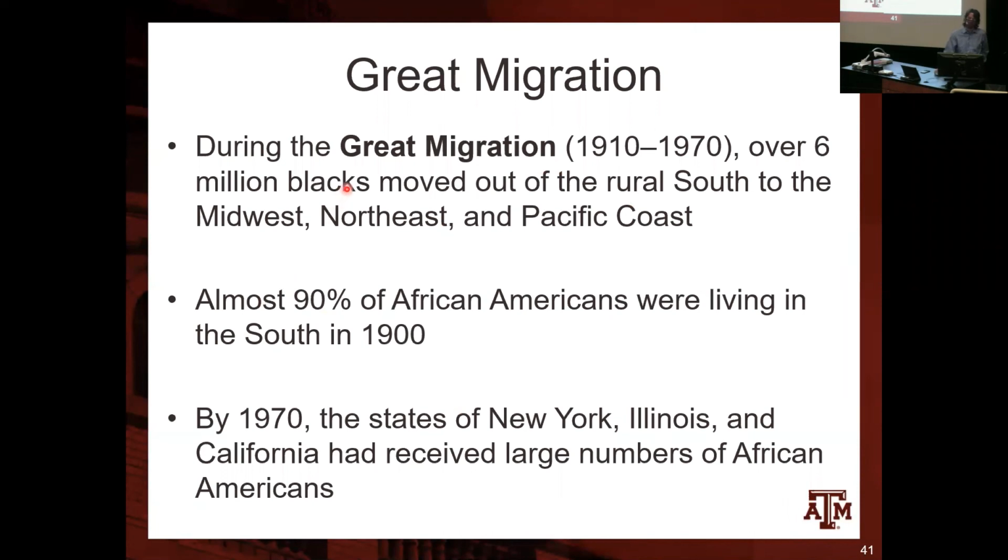The Great Migration is an important period to understand about internal migration in the US. The Great Migration happened between 1910 and 1970. Over 6 million Blacks moved out of the rural South to the Midwest, Northeast, and Pacific Coast. Almost 90% of African Americans were living in the South in the 1900s. By 1970, the states of New York, Illinois, and California had received large numbers of African Americans.